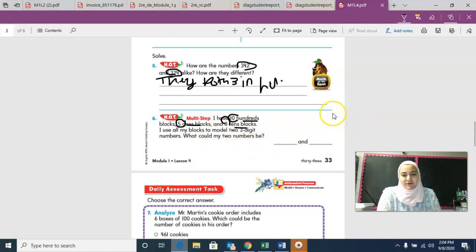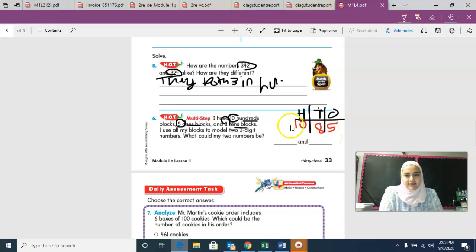Everyone's answer is going to be different here. You're going to draw the ones, tens, hundreds table, obviously. That's important. And then I'm going to change my color to red. Okay, I have 10 hundreds blocks, so I can write a 10 in the hundreds place. 5 ones blocks and 8 tens blocks. I use all my blocks to model 2 3-digit numbers. What could my two numbers be?